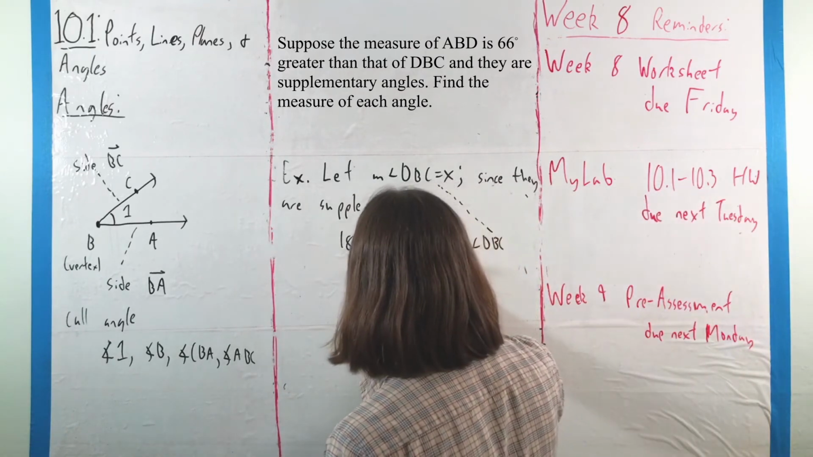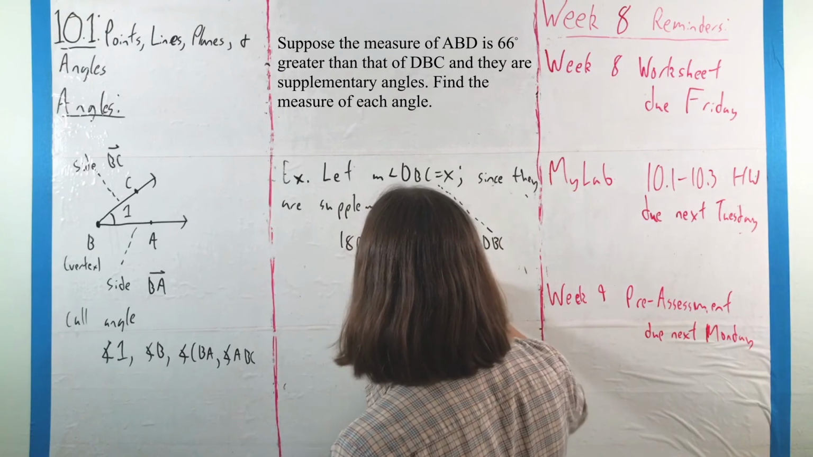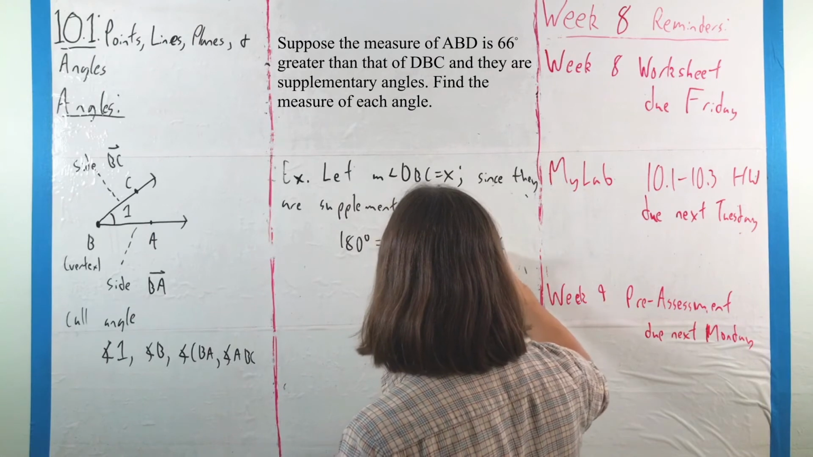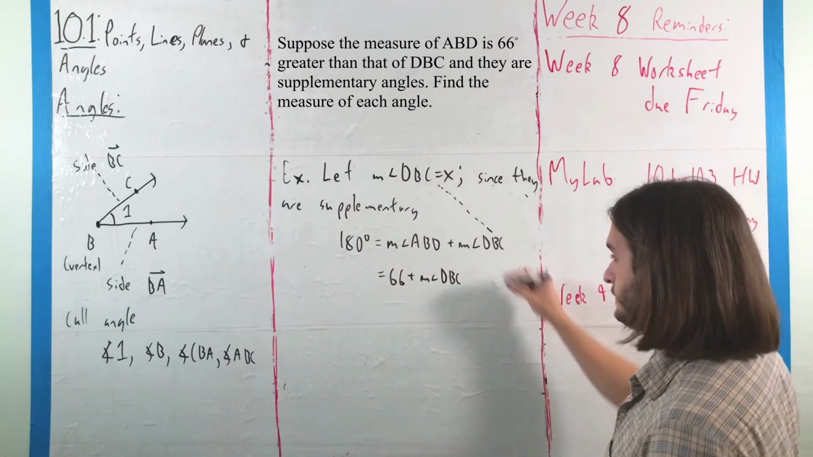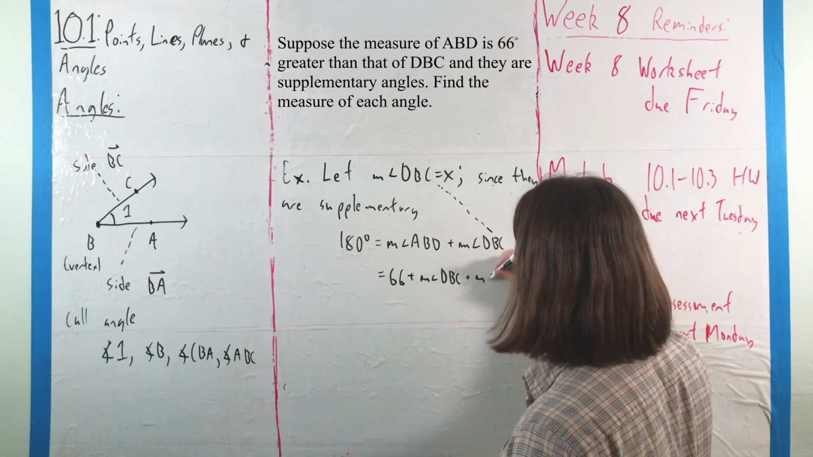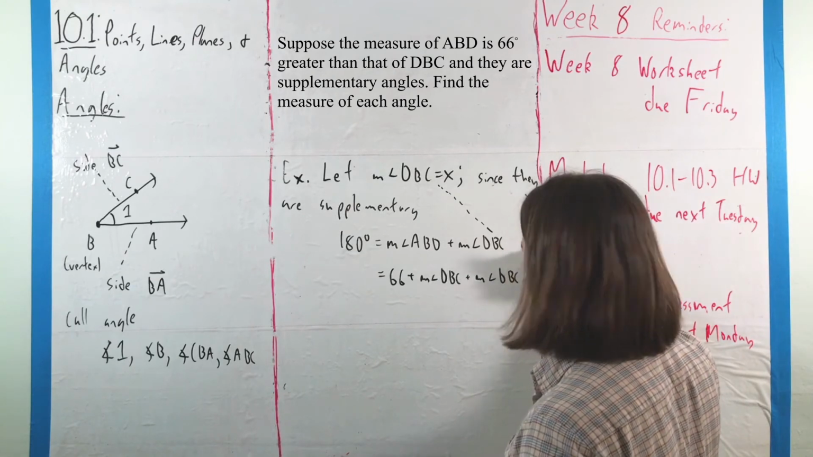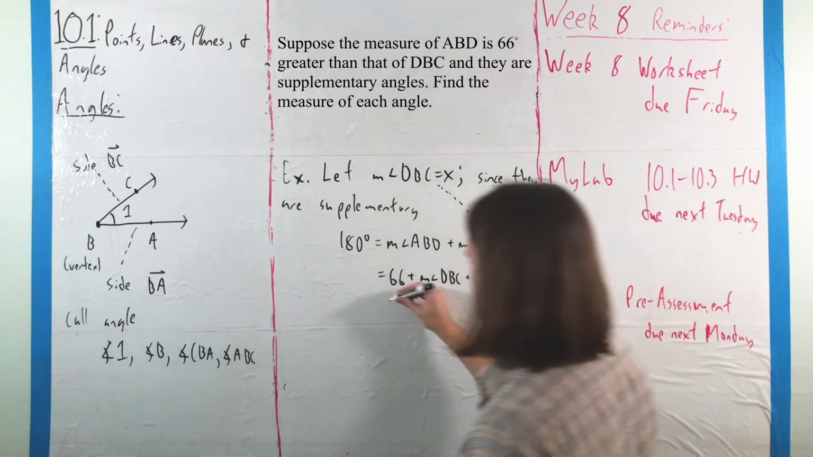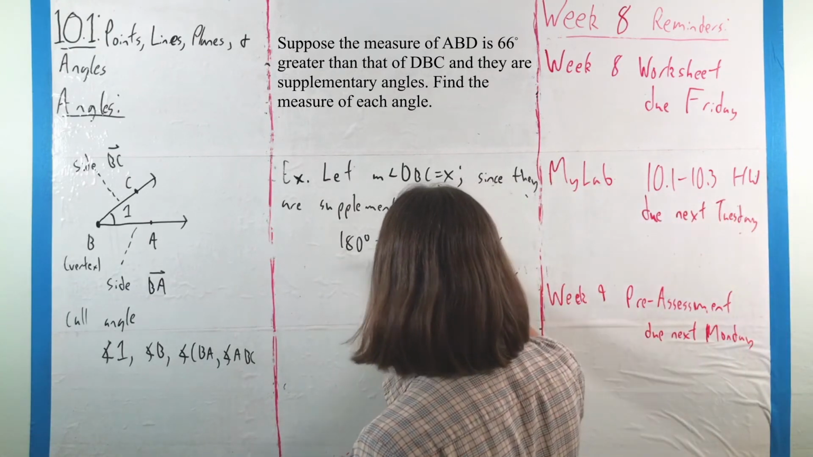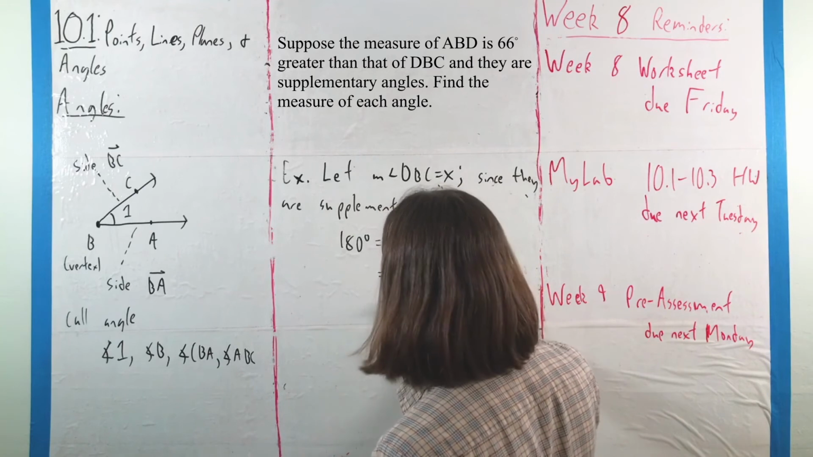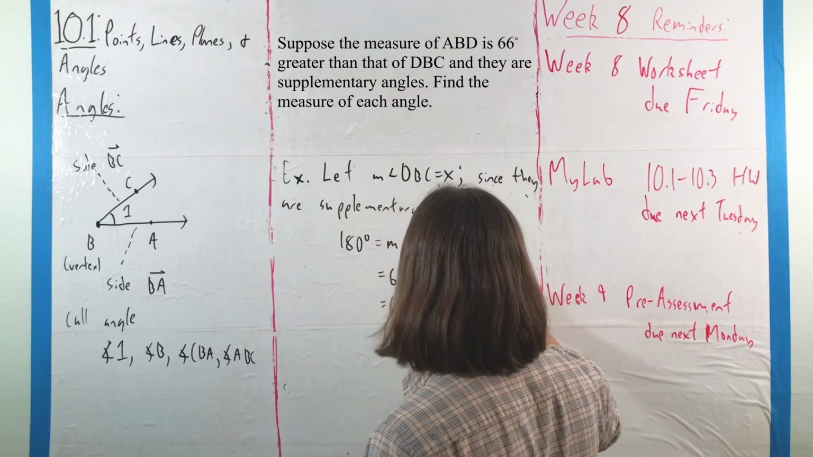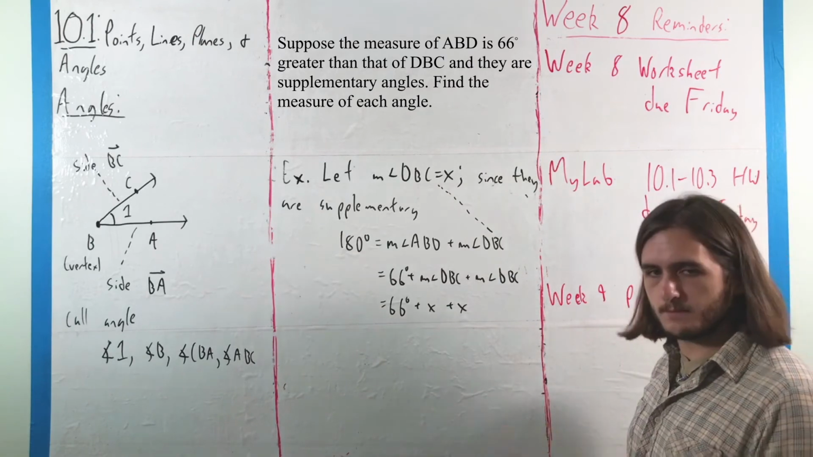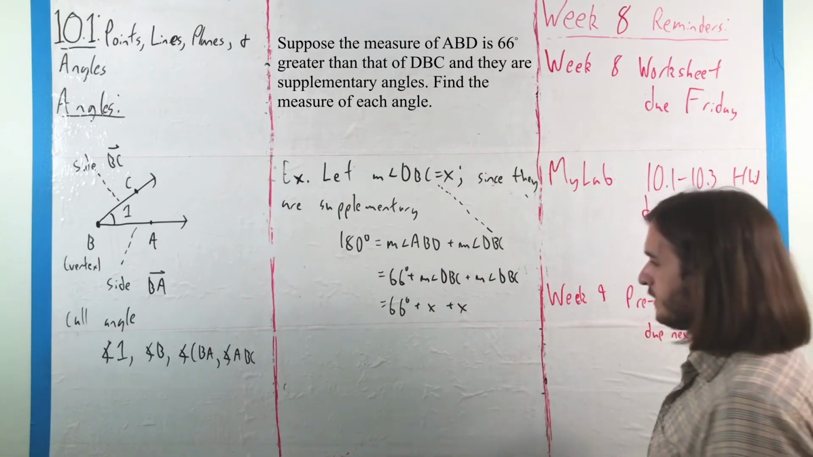So we could say 66 plus the measure of DBC is equal to ABD, and then we've got another copy of the measure of DBC. And if we want to be a little bit clearer with our notation, we could say 66, and I'll make that degrees, just to, again, got to be careful here, plus x is equal to 180, and from there we can push some terms around, do a little bit of algebra.